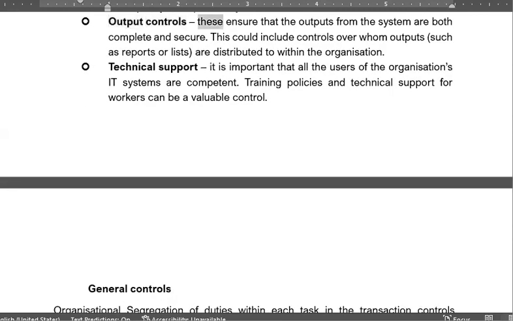Output controls. These ensure that the outputs from the system are both complete and secure. This could include controls over whom outputs, such as reports or lists, are distributed to within the organization. Technical support. It is important that all the users of the organization's IT systems are competent. Training policies and technical support for workers can be a valuable control.